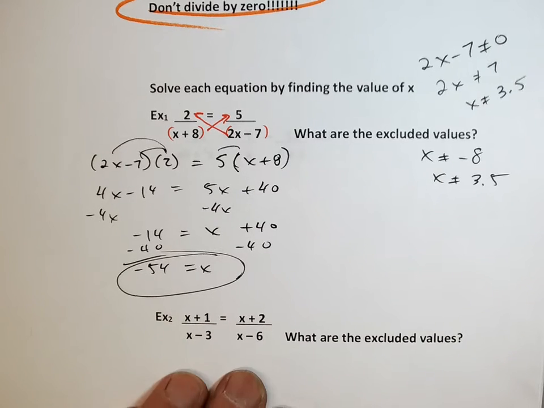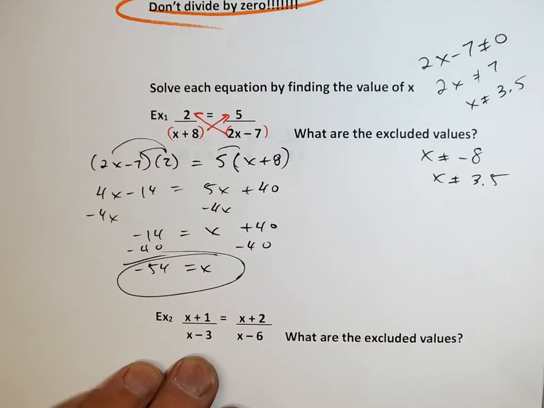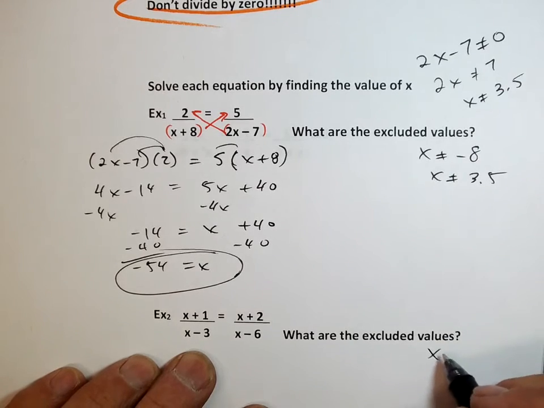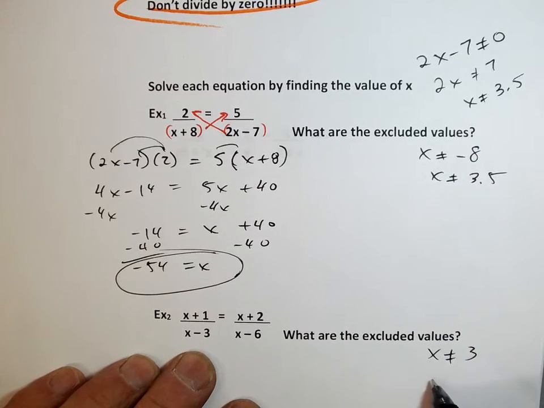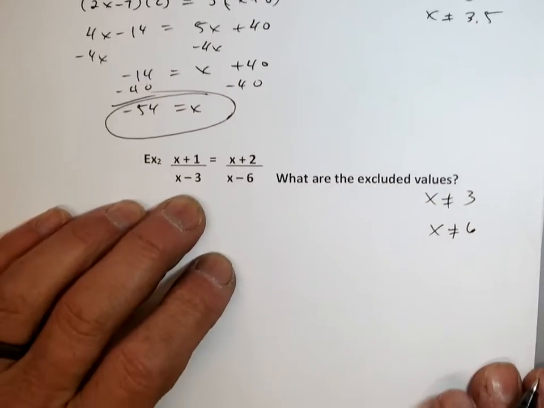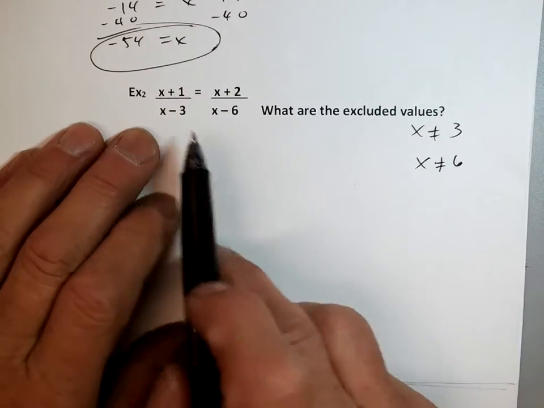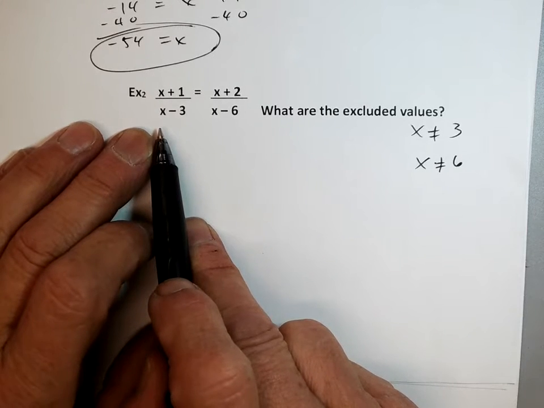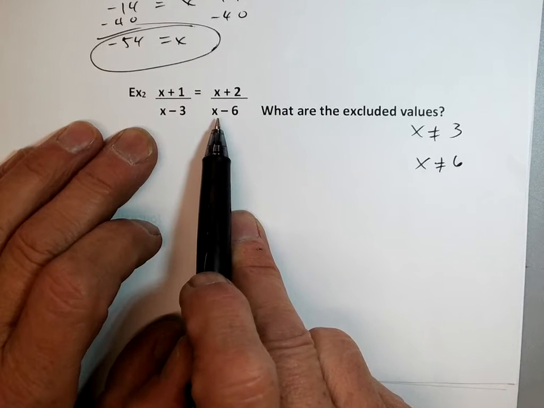Okay, example 2. In example 2, before I even start, x better not be 3 and x better not be 6. Okay, if x is 3, we divide by 0. If x is 6, we divide by 0. You cannot divide by 0. So before I even start.